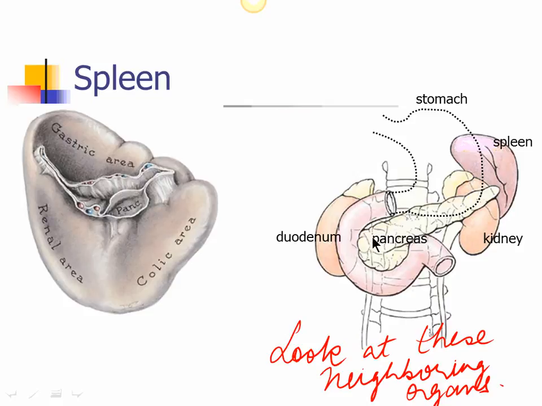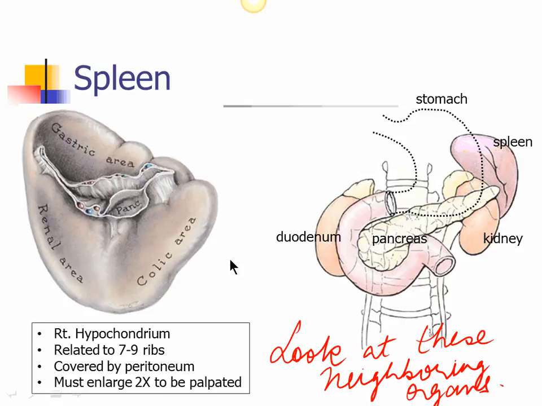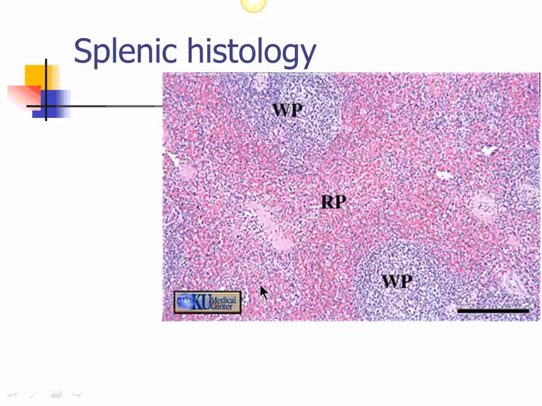So here are some of the features. It lies in the left hypochondrium, related to the 9th to 11th ribs, completely covered by peritoneum, and must enlarge twice its size in order to palpate or feel it. Its function is to take care of the dying red blood cells. And here is the histology of the spleen. The spleen does not have any cortex or medulla. So there's no cortex or medulla.